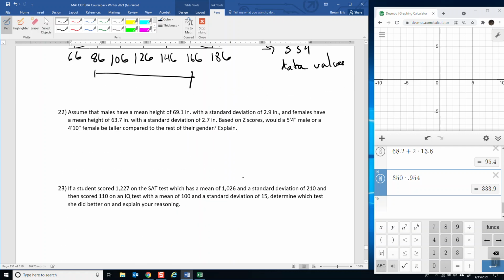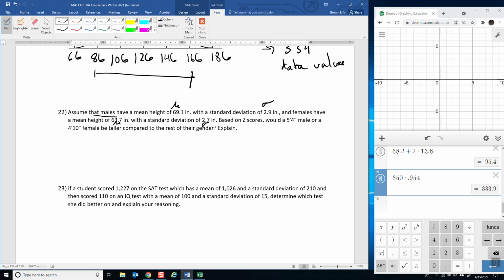Okay, all right, so now we're to assume that males have a mean height of 69.2 inches with a standard deviation of 2.9. Just to connect with the language, when it says males, it's implied all males. So these are population values. Same thing here, mu 63.7, sigma for the standard deviation. So based on z-scores, would a 5'4" male or a 4'10" female be taller compared to the rest of their gender?